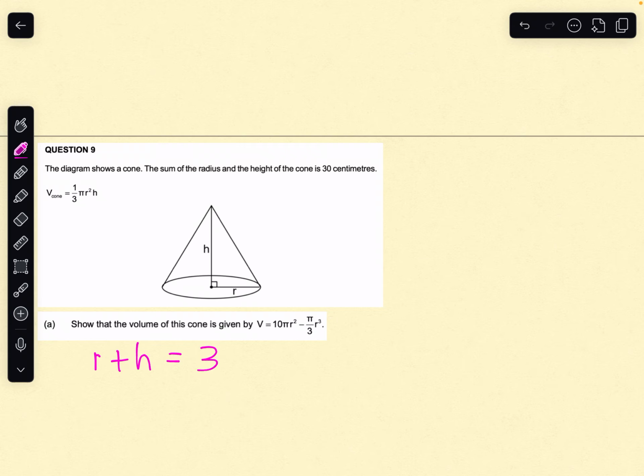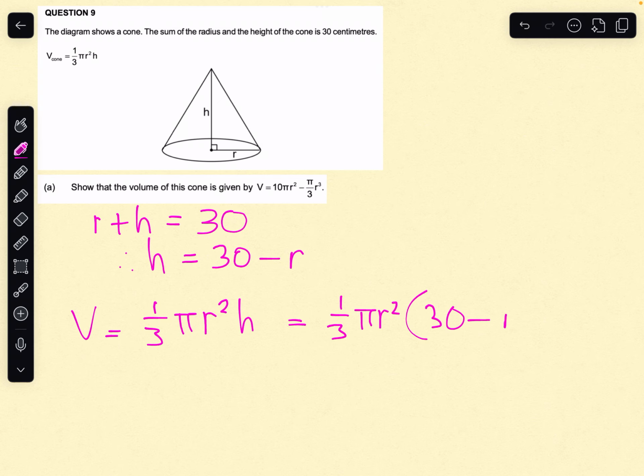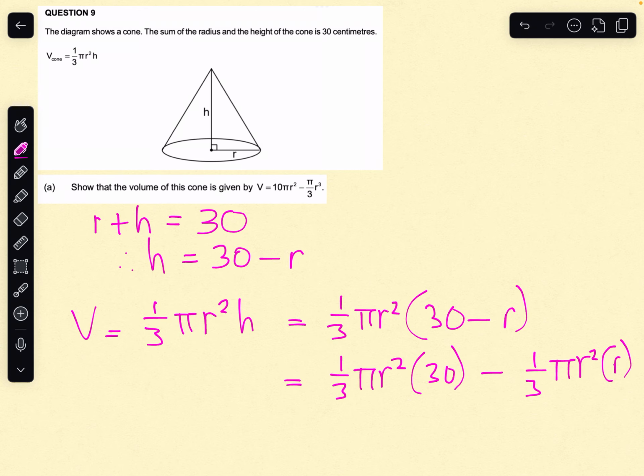We're told that r plus h is equal to 30. And so if we want to replace the h, we're going to replace it with 30 minus r. So let us go ahead and look at this volume formula, and now we can replace the h with 30 minus r. So we can multiply that in. So we have a third pi r squared times 30 and minus a third pi r squared times r, right? So times by each term in the brackets.